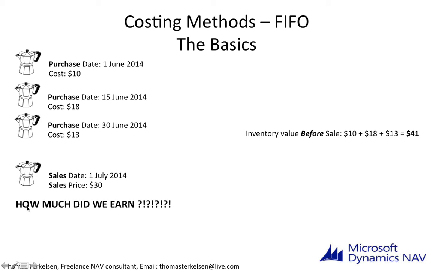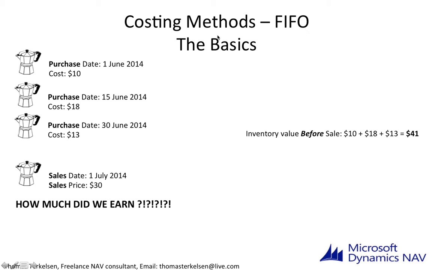So to answer the question, how much did we earn, you have to force yourself to say, well, that depends on the costing method. In this case, we're using the costing method FIFO, and FIFO means first in, first out. So the assumption is always that it's the oldest purchase which leaves first. So the one of these 3 coffee makers that came into the inventory first, so first in, is also the one that leaves the inventory first, so first out.